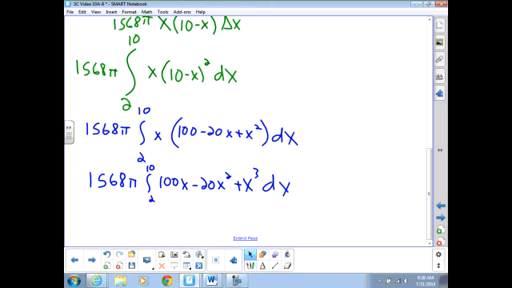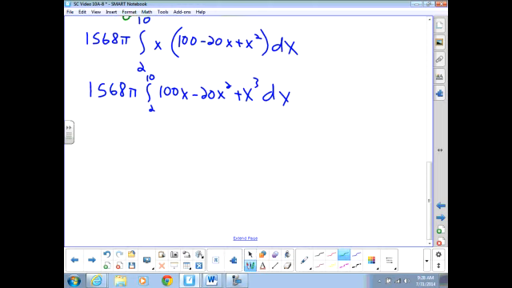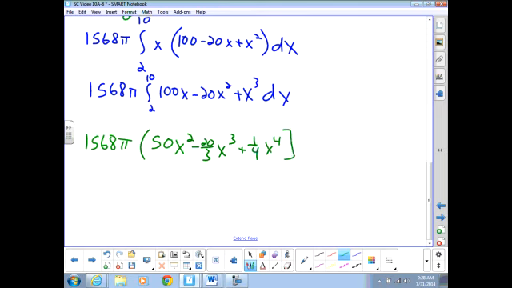And we'll evaluate this integral now by taking the antiderivative, keeping our 1568 pi out front. We'll have x squared, so we have to multiply by a half out front. A half times 100 will give us 50. We'll have x cubed, so we'll multiply by a third out front, giving us negative 20 over 3. And we'll have 1/4 x to the fourth. This will need to be evaluated from 2 to 10. So we'll have 1568 pi.